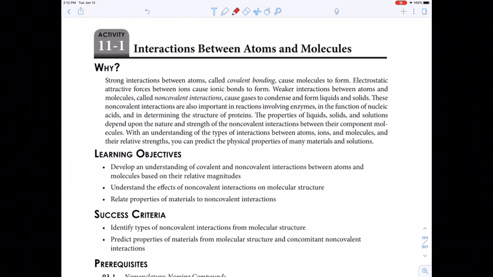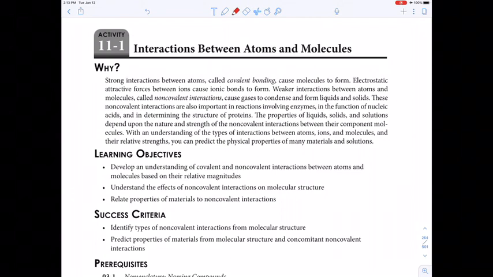Okay, this is interactions between atoms and molecules. We have looked at some of this before. Some of it will also be new. Strong interactions between atoms are called covalent bonds. We've learned this already, and those cause molecules to form. Remember, covalent bonds are between two or more nonmetals. Electrostatic attractive forces between ions cause ionic bonds to form, usually between a metal and a nonmetal. Weaker interactions between atoms and molecules are called non-covalent interactions. These cause gases to condense and form liquids and solids.